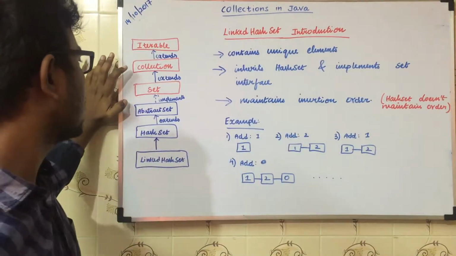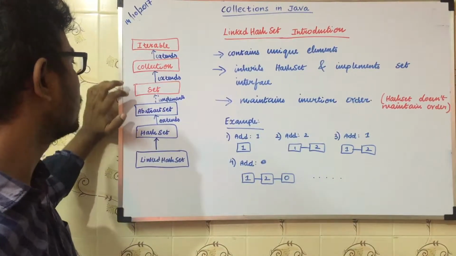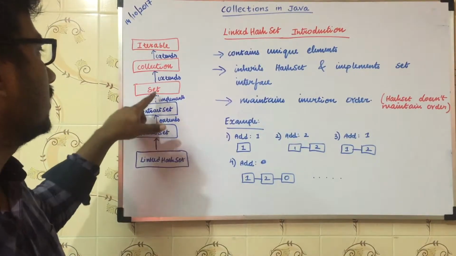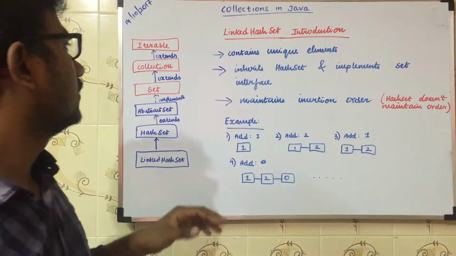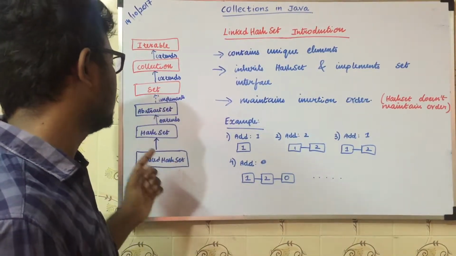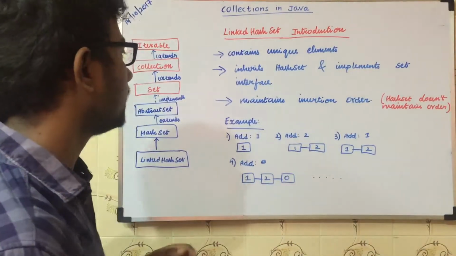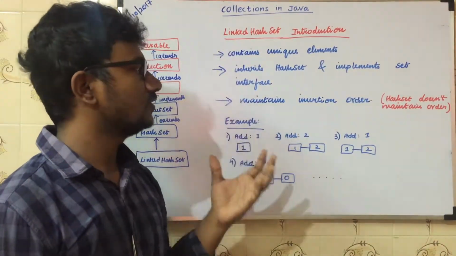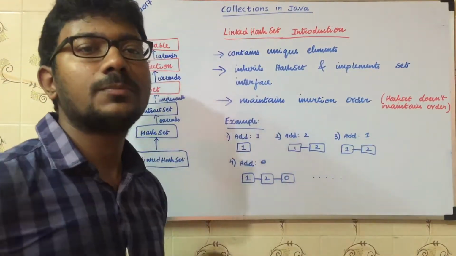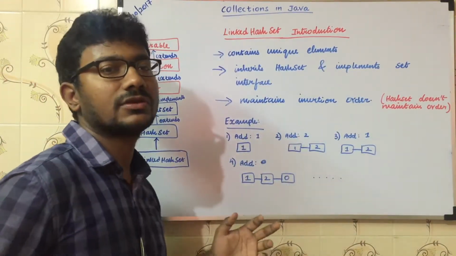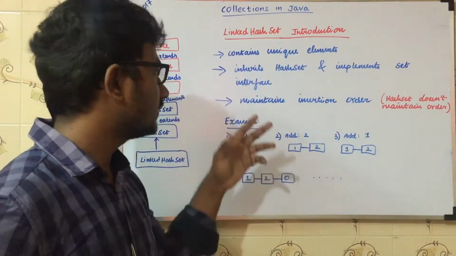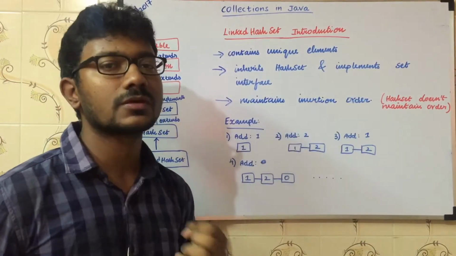This is a class and interface hierarchy diagram. Here LinkedHashSet extends HashSet, so it indirectly implements the Set interface. So the methods present in the Set interface will be implemented in LinkedHashSet also. The unique feature of LinkedHashSet is that it maintains insertion order. In the previous video, we saw HashSet. HashSet doesn't maintain any order, whereas LinkedHashSet maintains the insertion order.